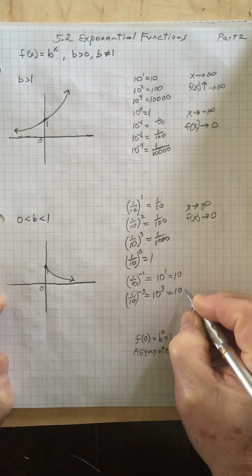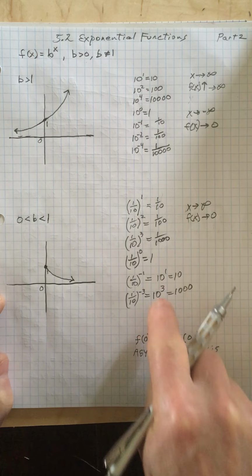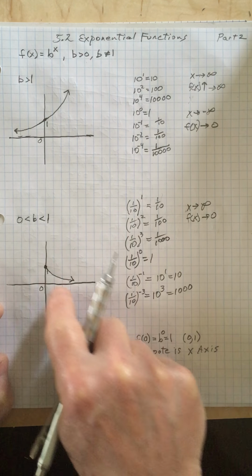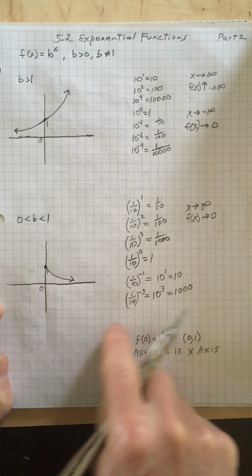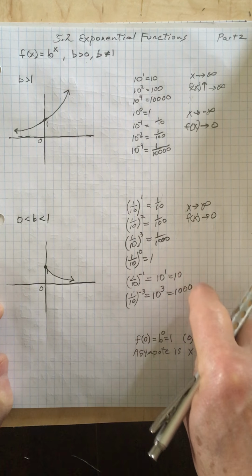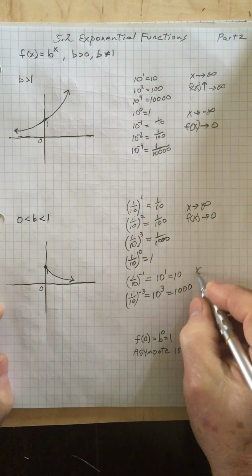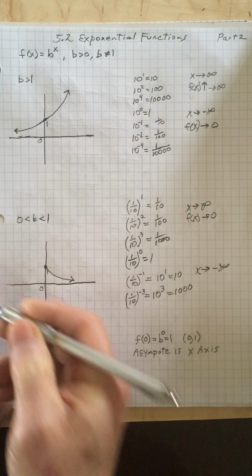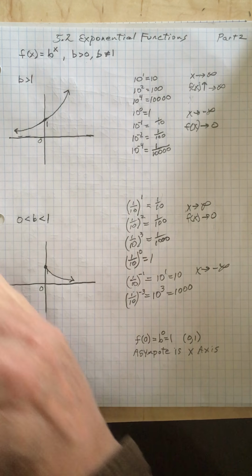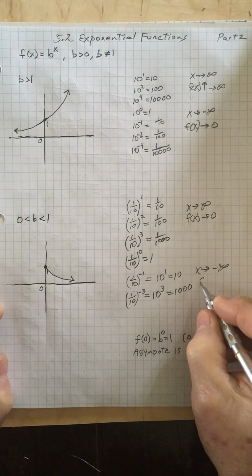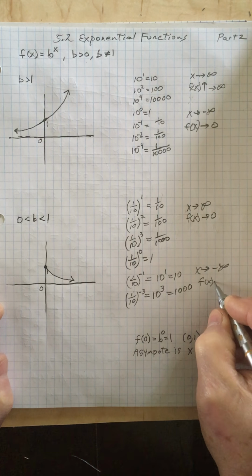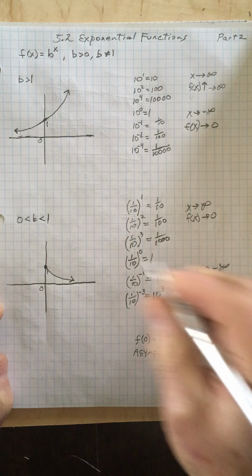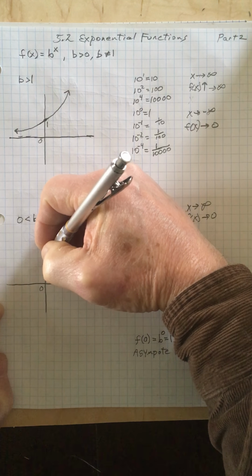And you can see what's happening. As x gets smaller and smaller negatively, the function's getting larger and larger. So as x approaches negative infinity, so we're moving this way, the function's just getting bigger and bigger. The function is approaching positive infinity. So it looks like this.